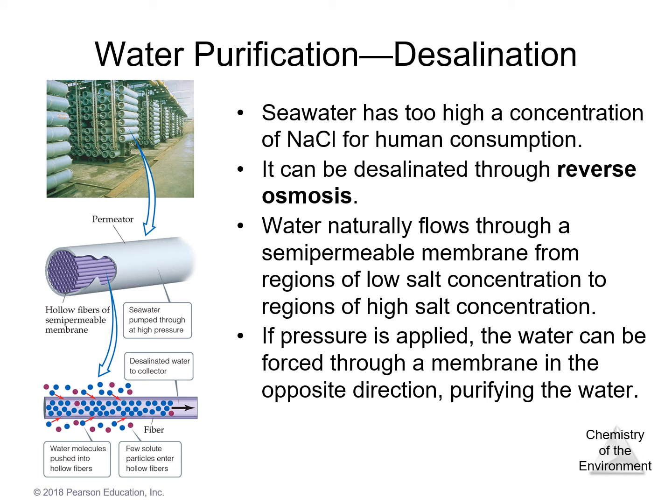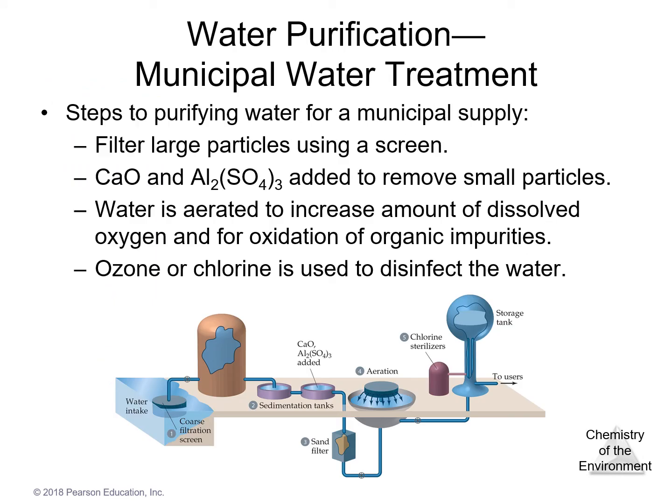Now, there are different water purification techniques. Seawater has too high a concentration of NaCl for human consumption. It can be desalinated through reverse osmosis. What happens is water flows through a semi-permeable membrane from regions of low salt content to regions of high salt content. If pressure is applied, the water can be forced through a membrane in the opposite direction, purifying the water.